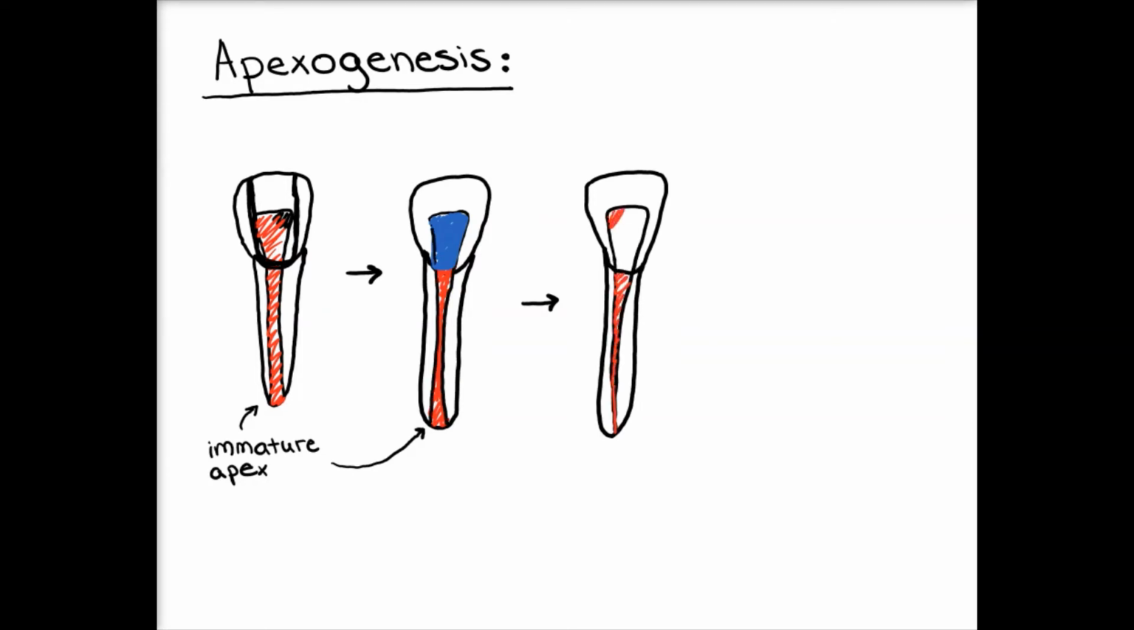On this last tooth, I'm showing that the portion of the pulp that was not removed has remained vital and has allowed the root end to mature and close.